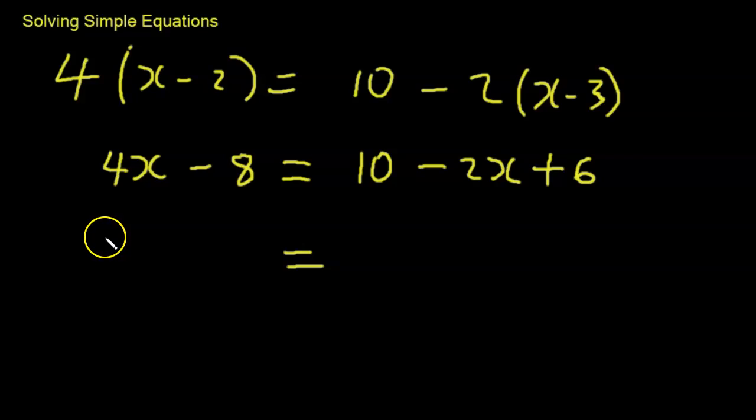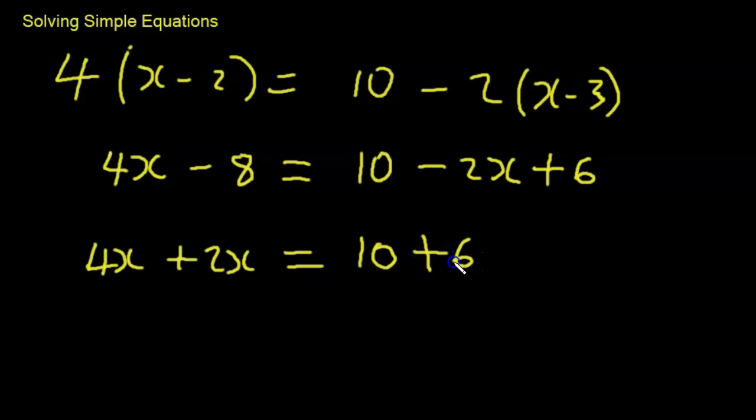So here we have 4x. So we bring forward the 4x. And we have minus 2x. So remove this minus 2x. We have positive 2x. Add 2x to both sides. So this becomes positive 2x. Now over here, we bring forward 10, and we bring forward positive 6. And this minus 8, remove it, is now plus 8.